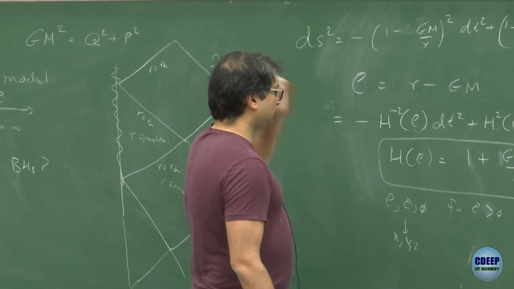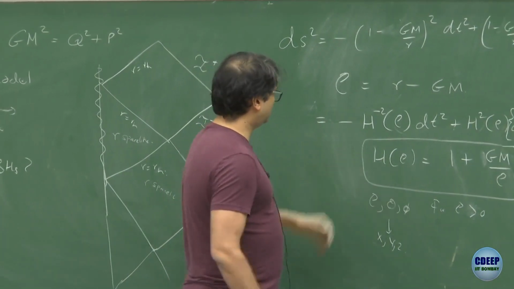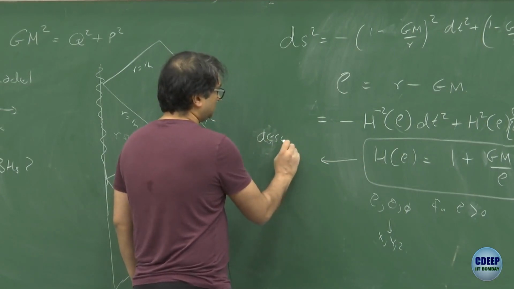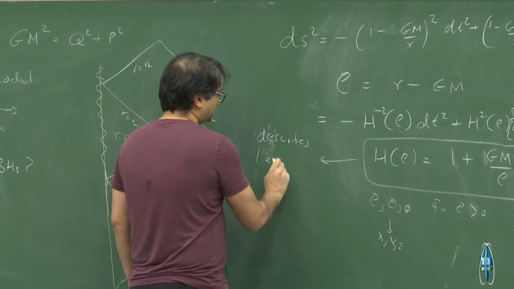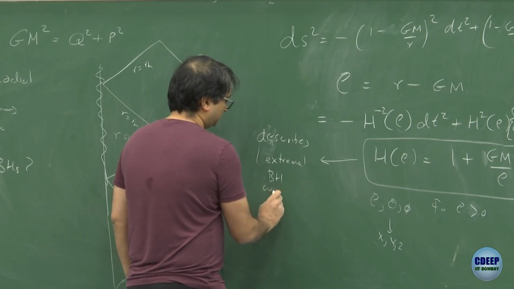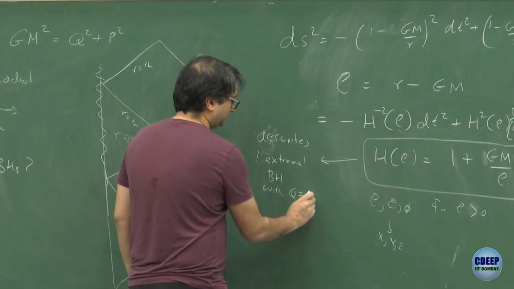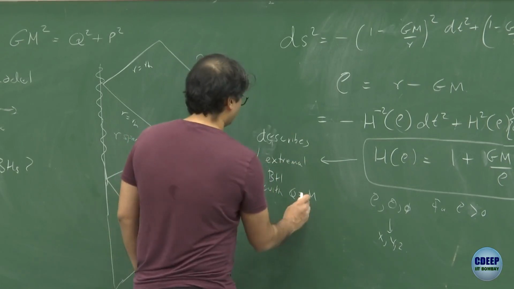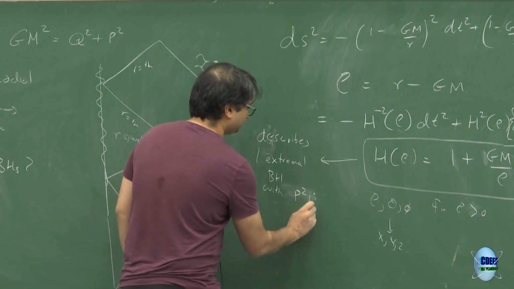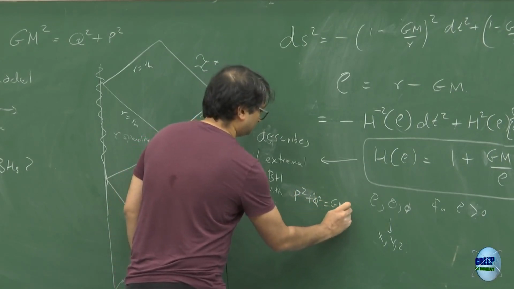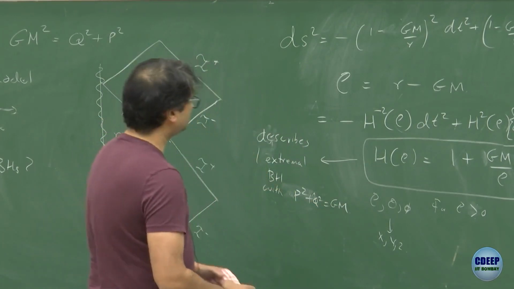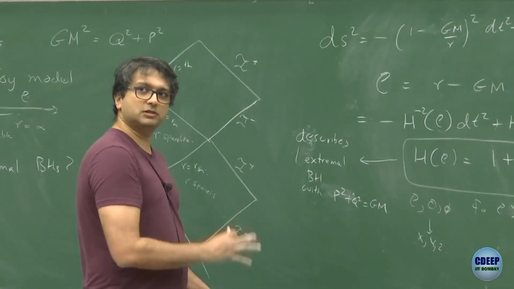I won't write down how you do this, but there is a generalization. This describes one extremal black hole with q equal to m, or q squared equal to GM. So p squared plus q squared equals GM. But it is possible to now write down a solution of many such black holes.